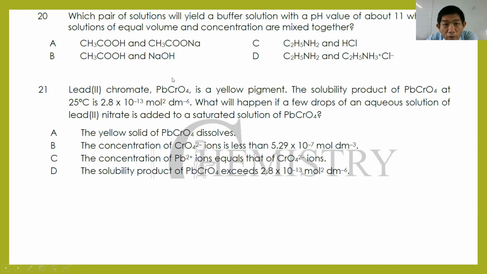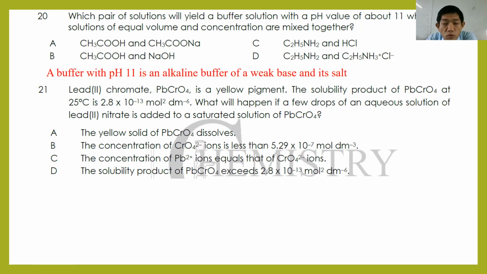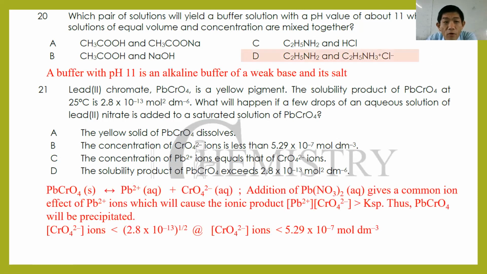Then number 20, which pair will yield a buffer solution with a pH value of about 11 when solutions of equal volume and concentration are mixed? So in here, when you have a pH above 11, then it must be a basic buffer solution. So for a basic buffer solution, you require a weak base and a salt of the weak base. So in this case, A and B are weak acids, C and D are weak bases, but D has C2H5NH3Cl as the salt in here. So therefore it is suitable to be used as a buffer solution. So the answer for number 20 is D.